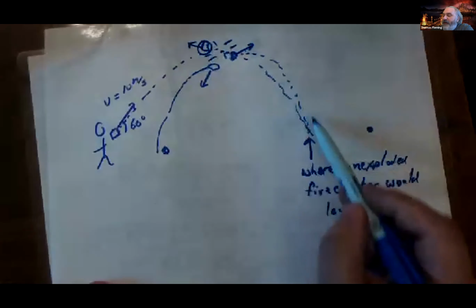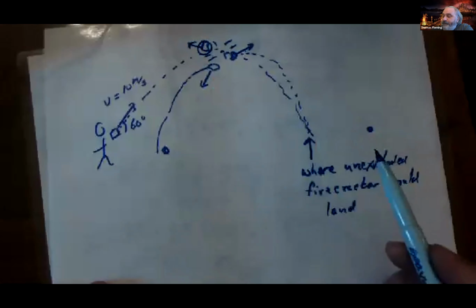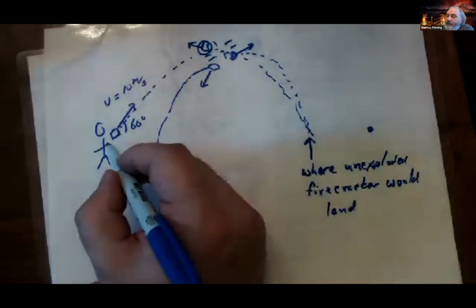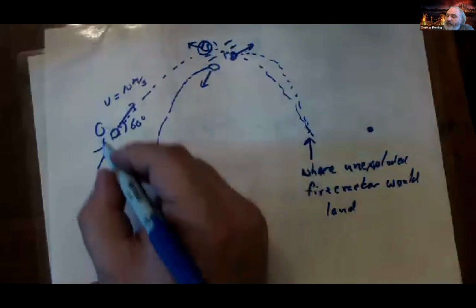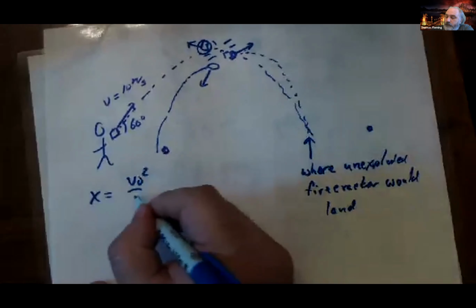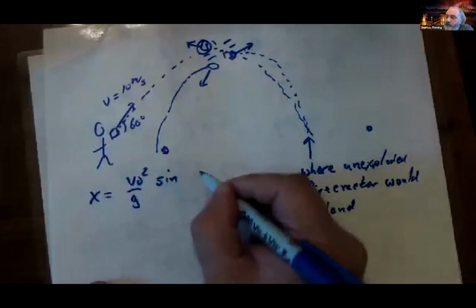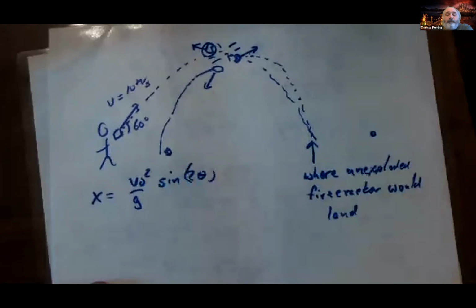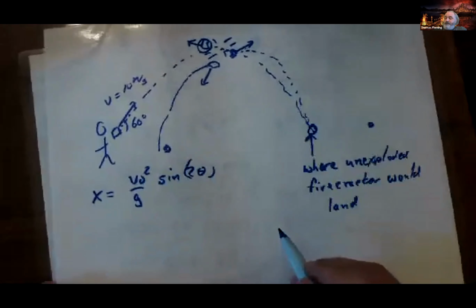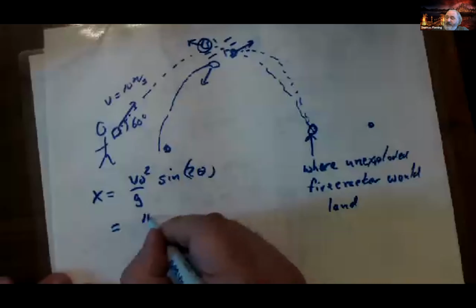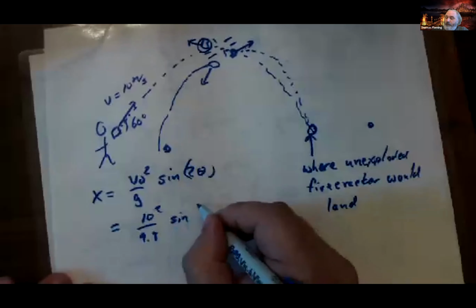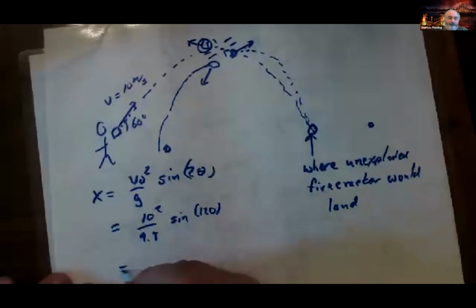So if I figure out where that location would have been, and I can do that easily enough, because if we ignore the height that I threw it from, we can use the range equation to figure out where this guy would have landed. So that's going to be 10 squared over 9.8 times the sine of 120.